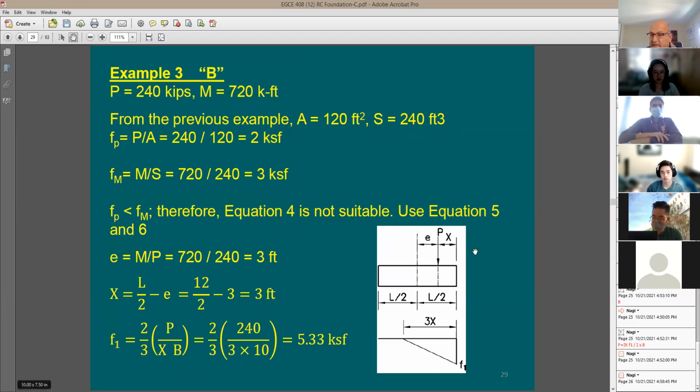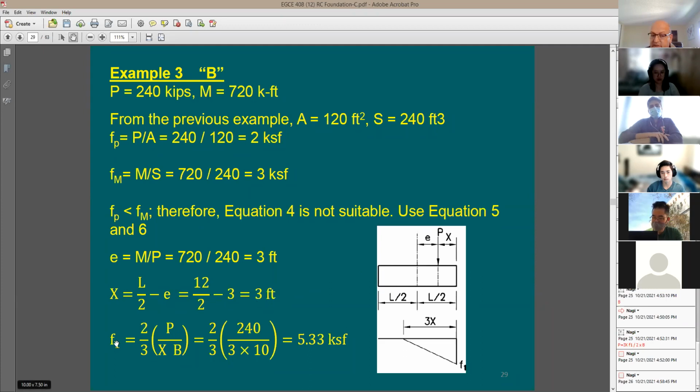And X, this distance: if the total length of the footing is 12, 1/2 of it is 6 feet. So we take 6 feet, subtract 3, and it's going to be 3 feet. Yeah, this is going to be 6 feet from this point to that point. 1/2 of it is going to be 3, the other half is going to be 3 feet.